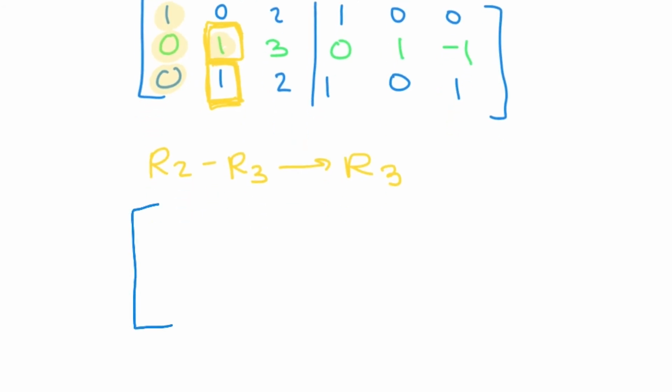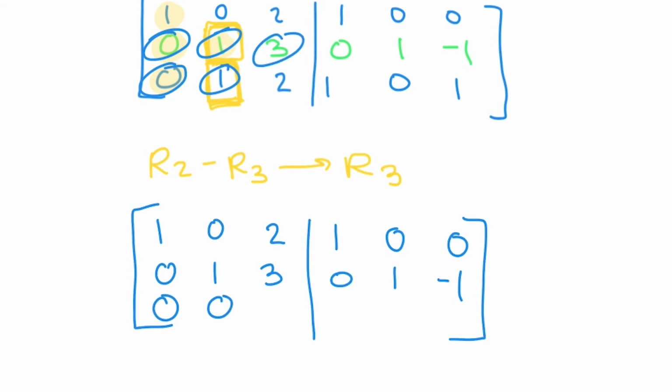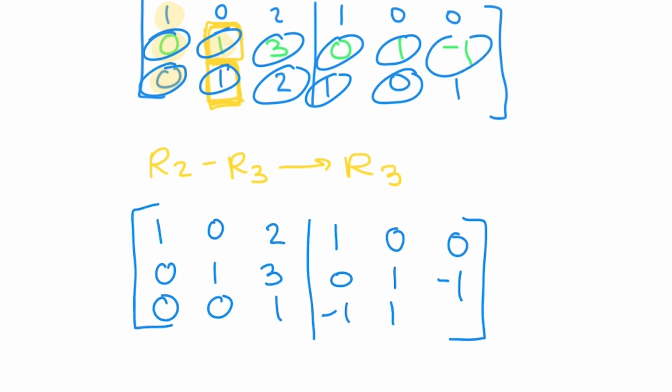So rows 1 and 2 are not going to change. We will have 1, 0, 2, 1, 0, 0. We will have 0, 1, 3, 0, 1, negative 1. So for this new row 3, we're going to do 0 minus 0, which is 0. 1 minus 1, which is 0. 3 minus 2, which is 1. 0 minus 1, which is negative 1. 1 minus 0, which is 1. Negative 1 minus 1, which is negative 2.